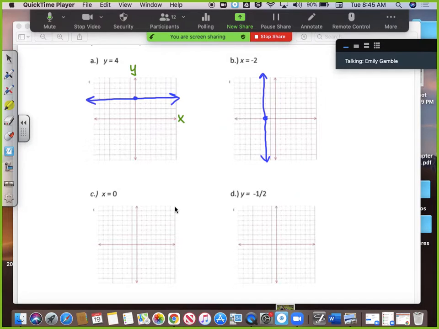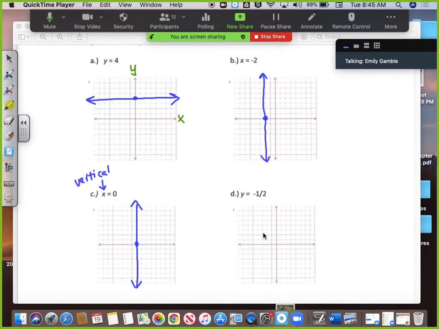Letter C is x equals 0. This is an interesting equation because 0 is just here at the origin, and because it starts with x equals, that is a vertical line. When you go to make your line here, you're really just tracing out the y-axis. So x equals 0 would just be a vertical line here at 0 on x, which is actually the y-axis anyway, which is interesting.